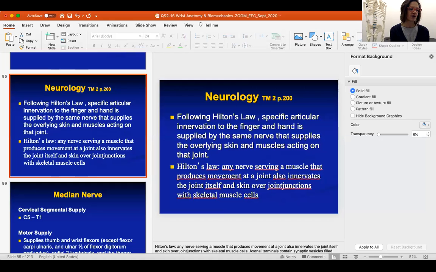We're going to continue on talking about the wrist and hand anatomy. I'm going to share the screen with you because now we're going to talk about neurology and vascularization.